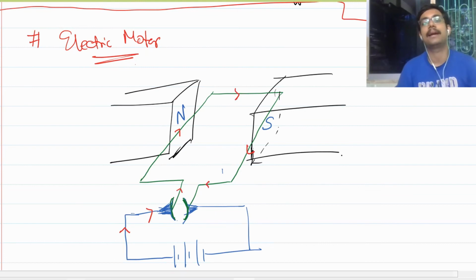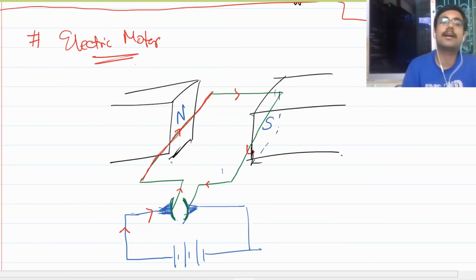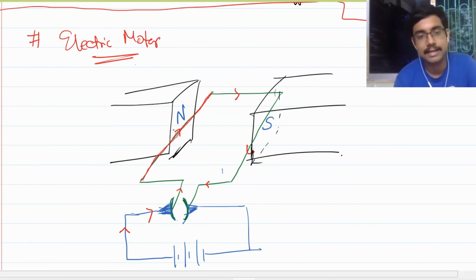Please understand the mechanism here. So basically, first let us take this wire. You forget every other thing, you take this piece. Now this is a wire, a current carrying conductor under the influence of a magnetic field, and it is carrying current in a particular direction. Can you tell me the direction of force that it would experience?